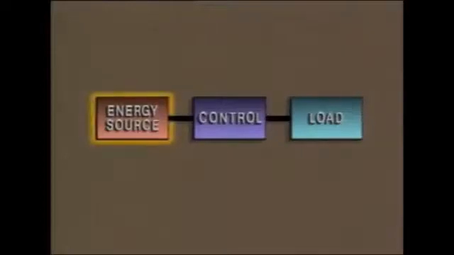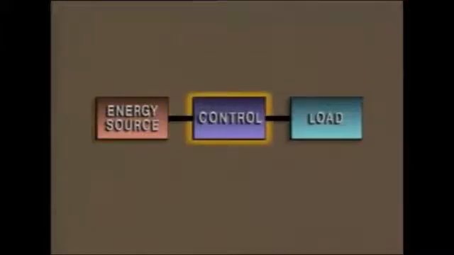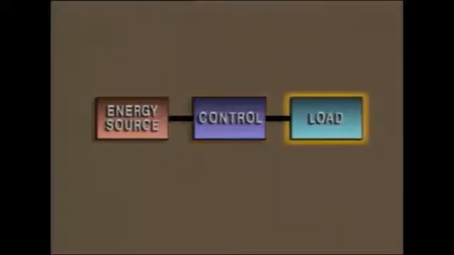An energy source provides the energy necessary to do the work required of the system. The control is made up of instruments that monitor, indicate, and adjust a system's operation. The load represents devices in a system that carry out the specific task of the system, and the transmission path connects the parts of the system together.